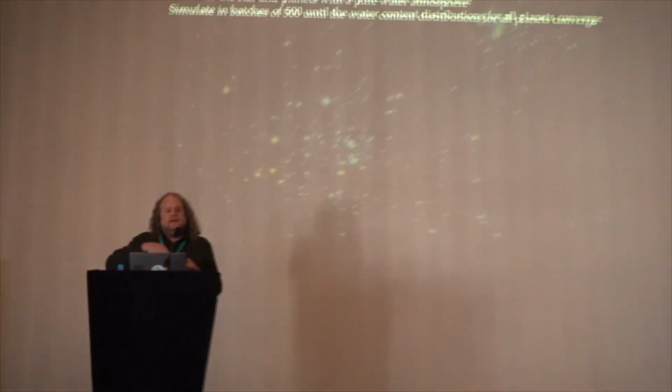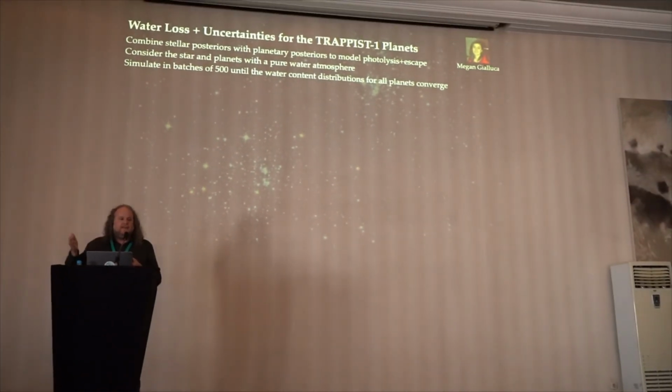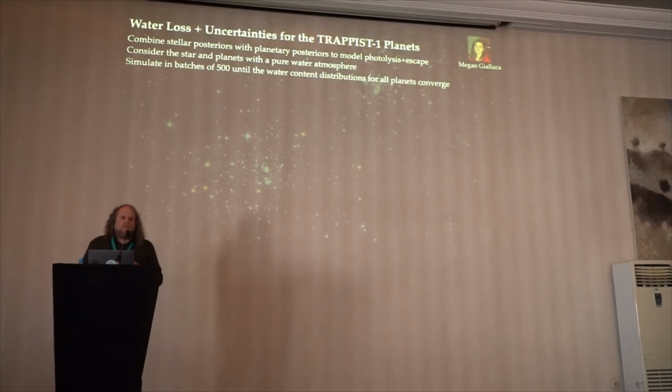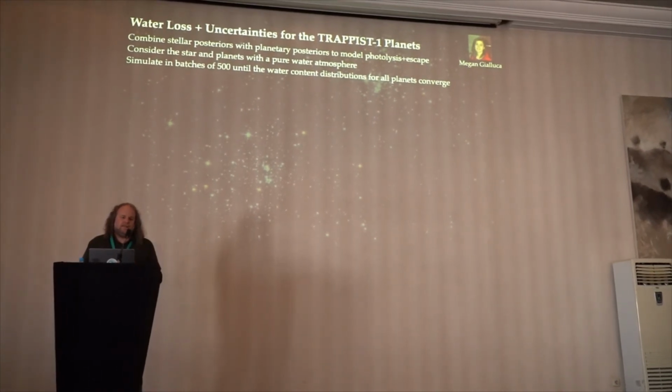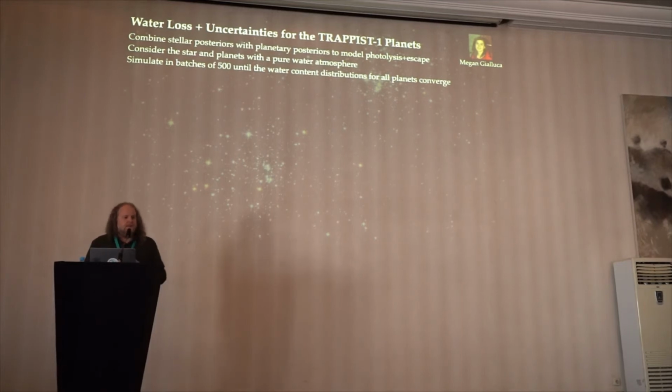The last result I want to present with you is this work from Megan Gianluca, where she has tried to look into how do we actually model the TRAPPIST-1 planets' water loss, including the uncertainties now. And so what she has done is combined the posteriors for the TRAPPIST-1 star's XUV evolution with those of the planetary system. And then when you take those input parameters and you simulate the atmospheric escape, you can then start to model what is the uncertainty in the amount of water that's lost over time, which I think was another question that came up earlier today.